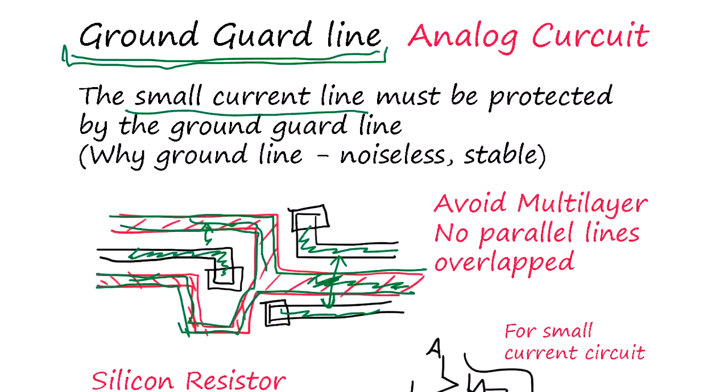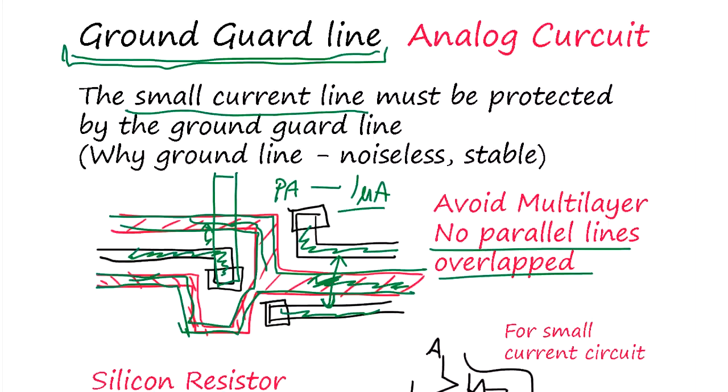And in this area, when the signal is like a picoamp to 1 microamp, avoid multi-layer, no parallel line overlapped. Okay, if you do multi-layer, it's okay to have minimum overlay, right? So layout becomes very crucial in analog design because the current is so small, it's easily affected by the neighboring wire and becomes the feedback, unwanted feedback signal. Okay, that's very important.